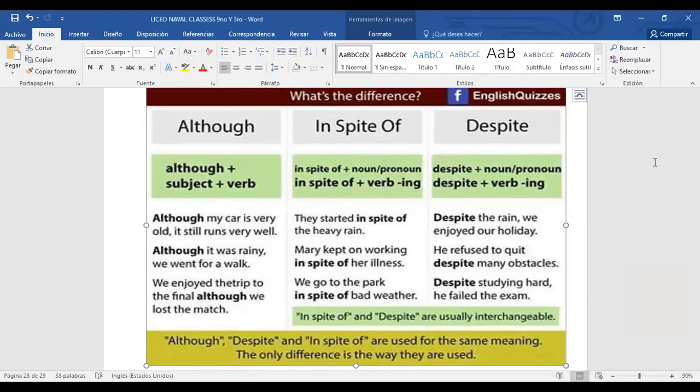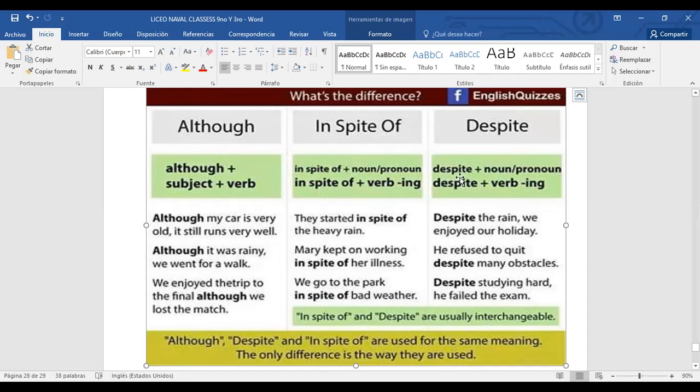Diana, please, can you read the example quickly? What's the difference? Although plus subject plus verb. Although my car is very old, it still runs very well. Although it was rainy, we went for a walk. We enjoyed the trip to the final, although we lost the match. In spite of plus noun, in spite of plus verb with ing. They started in spite of the heavy rain. Mary keeps on working in spite of her illness. We go to the park in spite of bad weather.